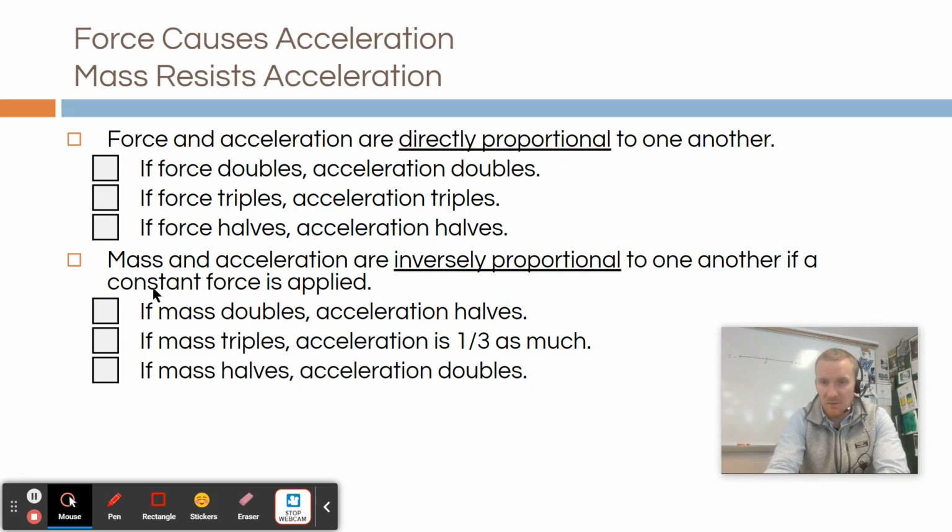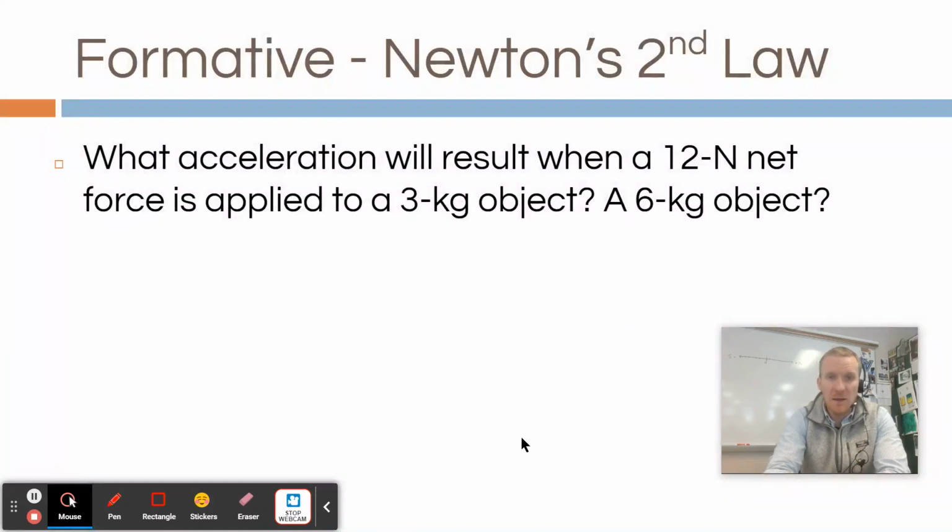However, the mass is also going to factor into that. So if your mass doubles, if you're dealing with something that's twice as massive, it's going to accelerate at half the rate. If your mass triples, then acceleration is a third as much. If we cut your mass in half, your acceleration is going to double. So your mass and acceleration are inversely proportional to each other.